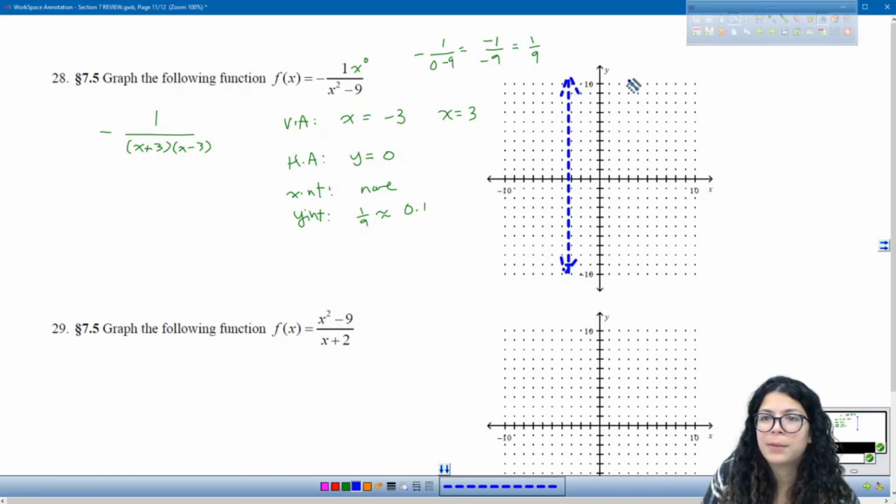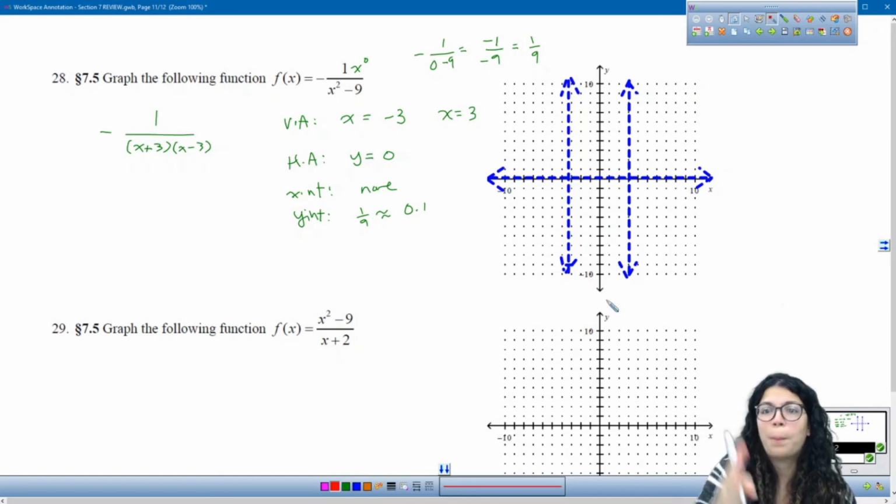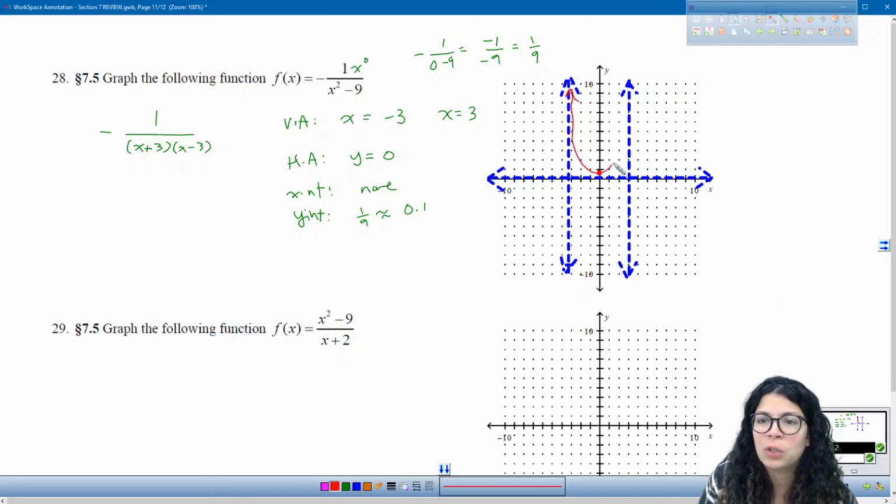And x equals +3. Let me graph my horizontal asymptote, which is y equals 0, the x-axis. And then let me figure out which part should be graphed in which piece. Now the y-intercept is at +0.1, so that tells me that this middle piece is going to be infinitely trying to touch the asymptotes on the top, okay?